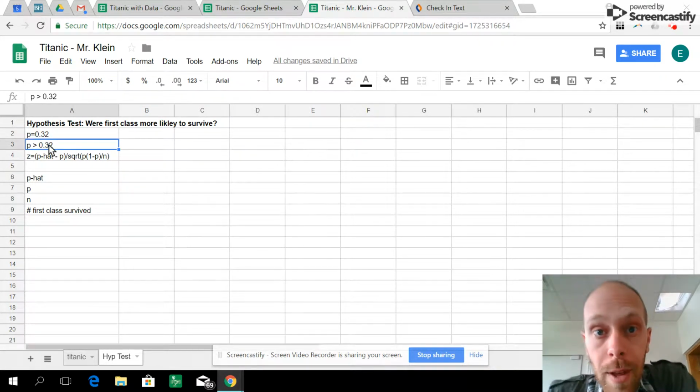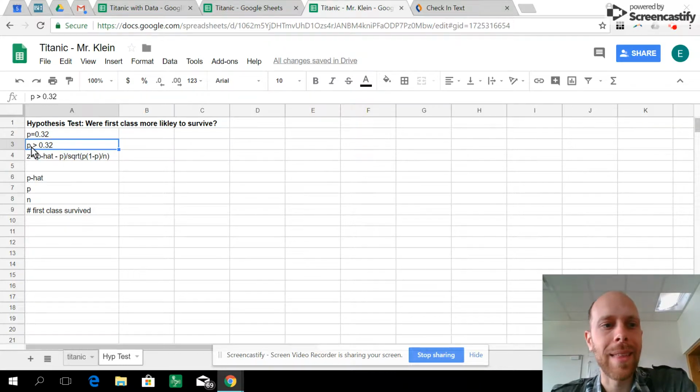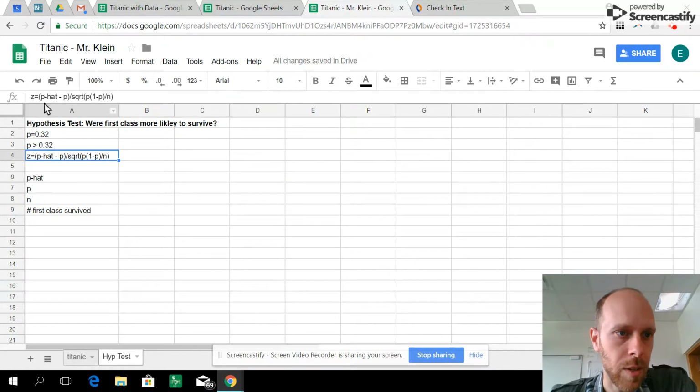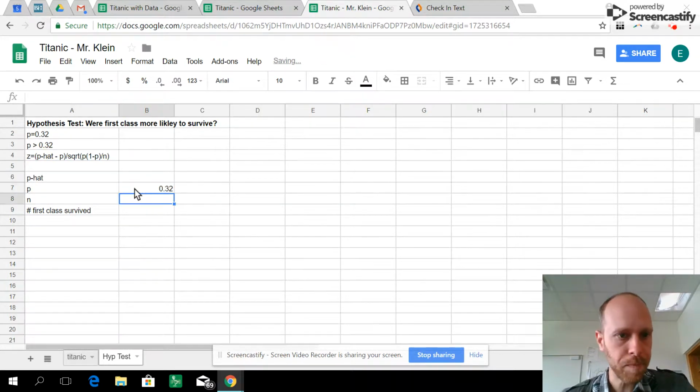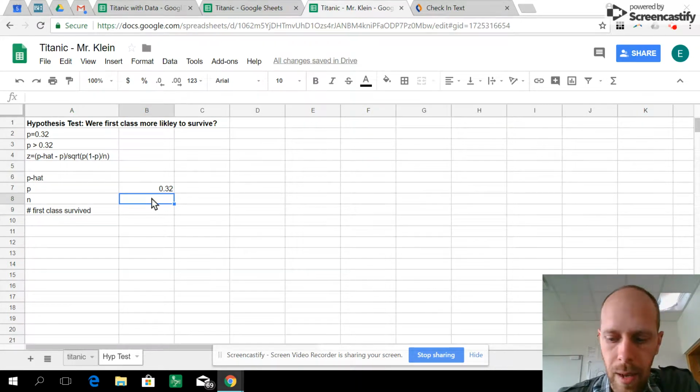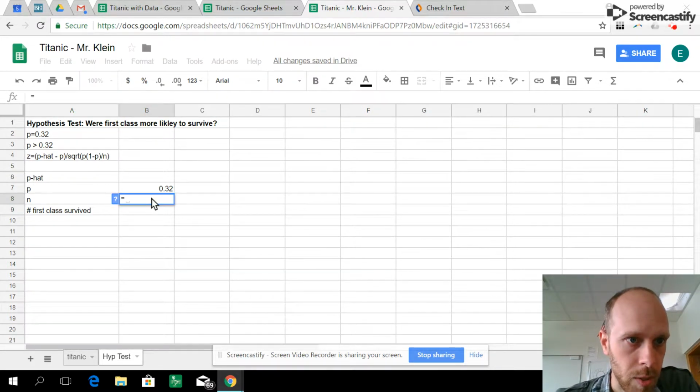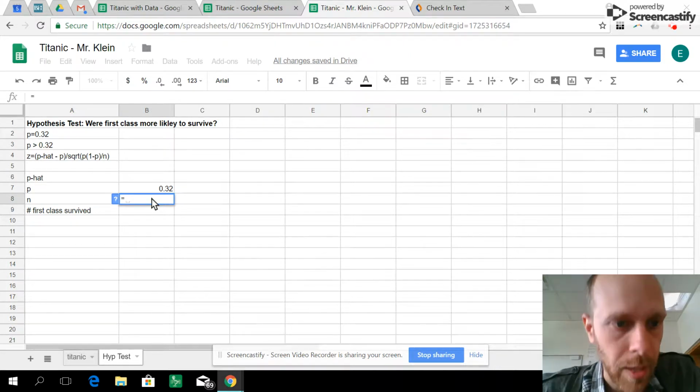And then our alternative hypothesis is going to be that the proportion that survive in first class is greater than 32%. This is a z-test, so you can see the formula that we're going to use is going to need a sample proportion, a p, which we've already got. That's the 0.32. And we're also going to need n, the size of the sample. So the size of the sample is everybody in first class.